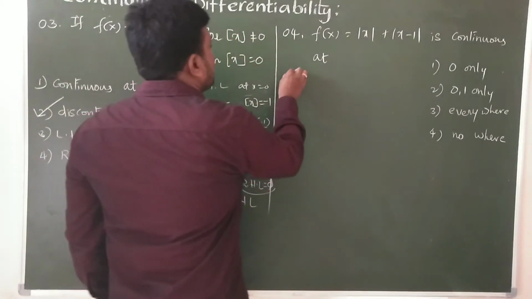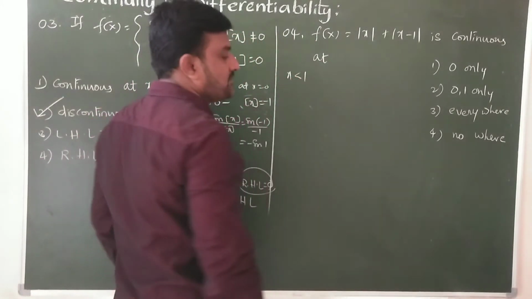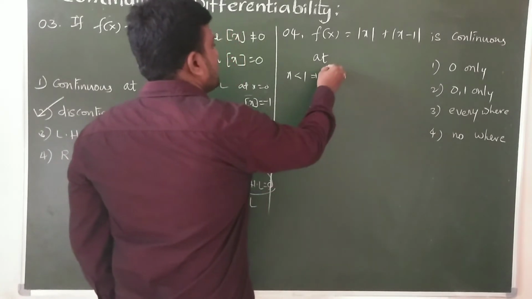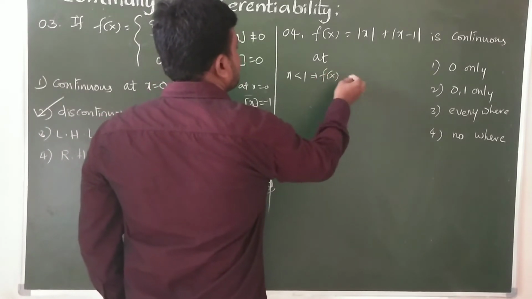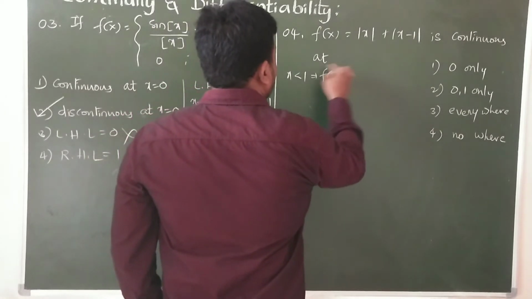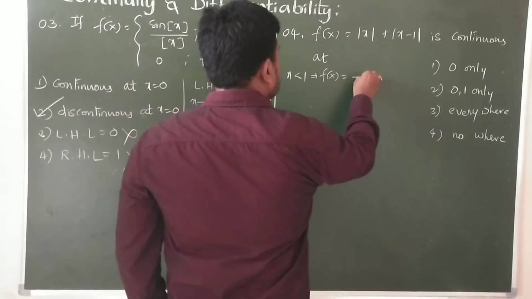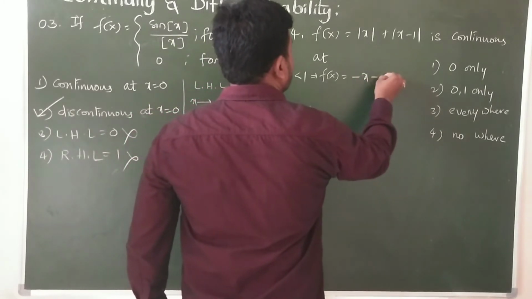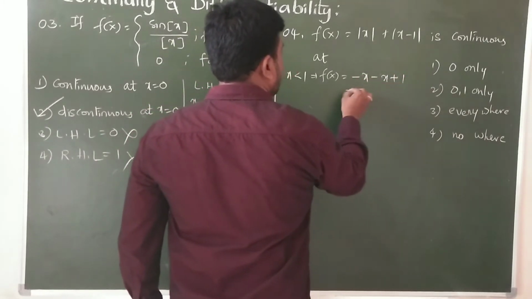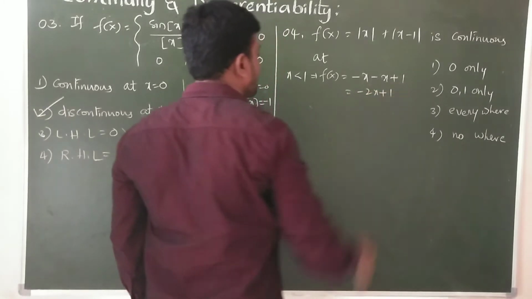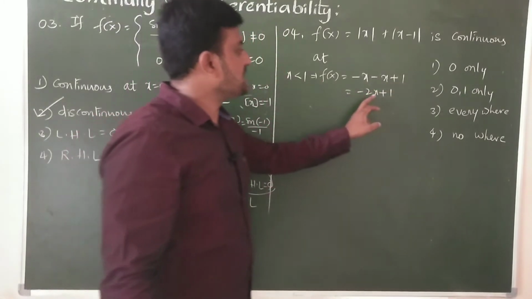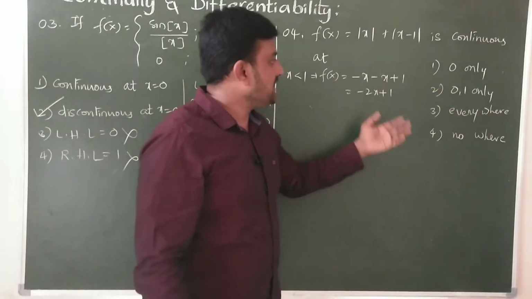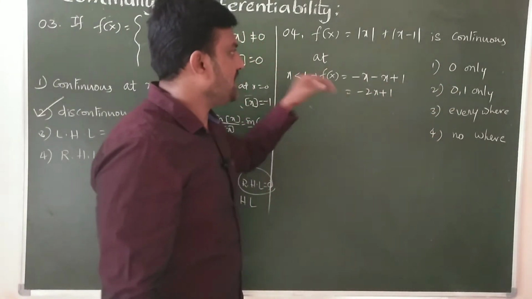Let us check at x less than 1. At x less than 1, here f of x equals what? At x less than 1 it is minus x, and now it is also minus x plus 1, like that. Minus 2x plus 1. At x less than 1 it is minus 2x plus 1. After we find the right and left limits, it should be continuous.